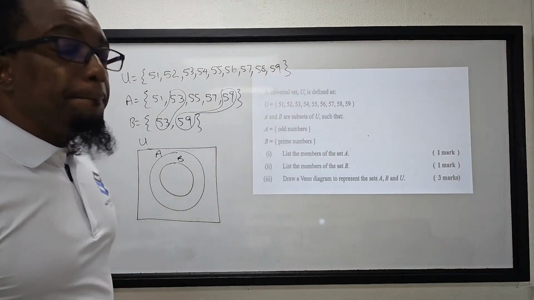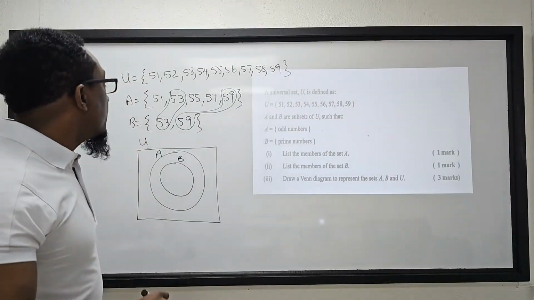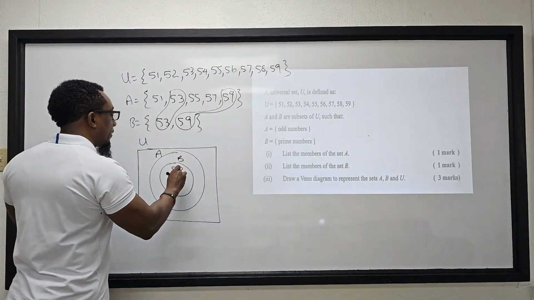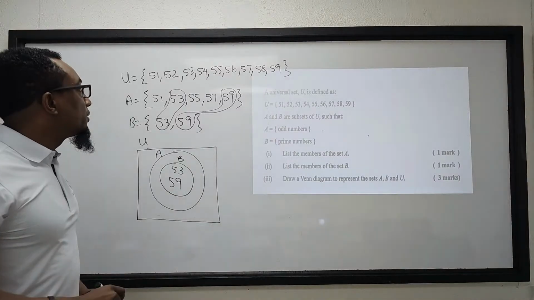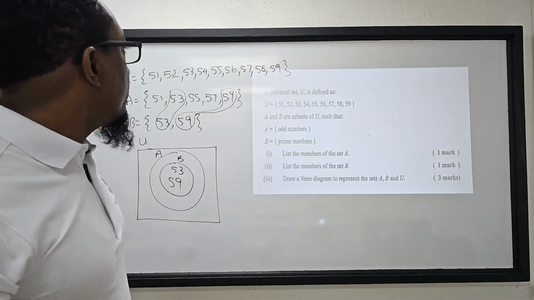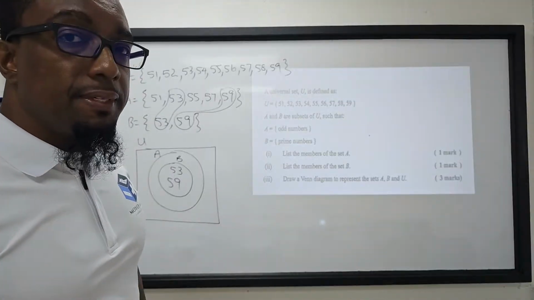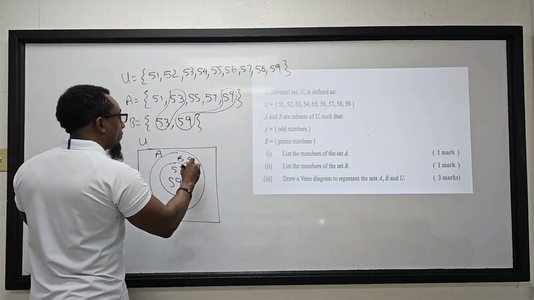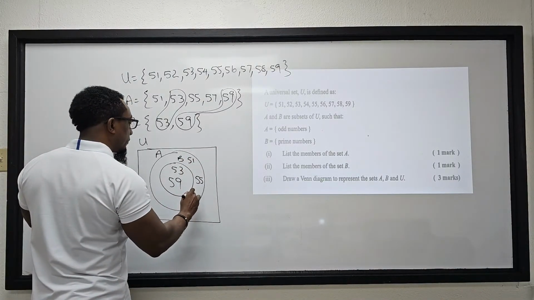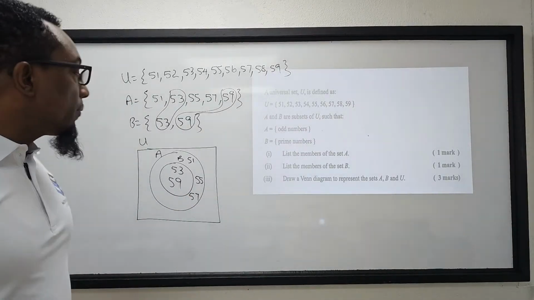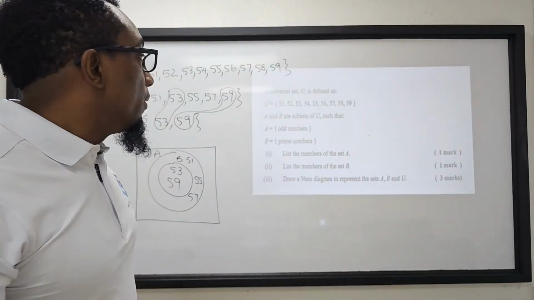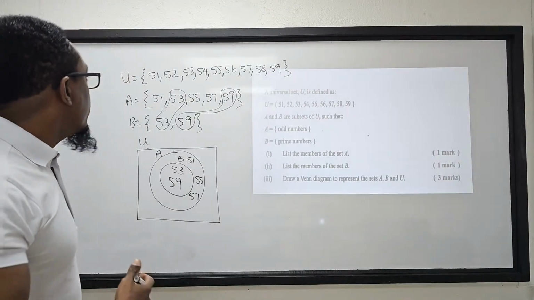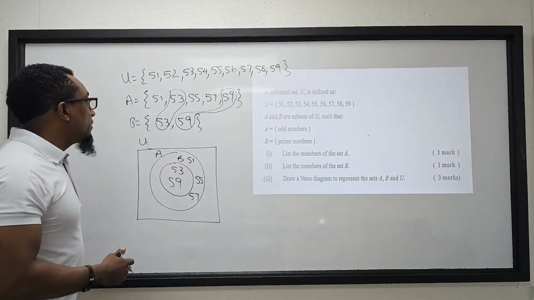and what we want to do is to place our elements. So the elements common to both, which are 53 and 59, will be placed in that region. The remaining elements of A, which are 51, 55, and 57, will be placed in A only. And of course, it is a Venn diagram, so all the elements of the universal set must be represented. So we have here the remaining elements of the universal set.